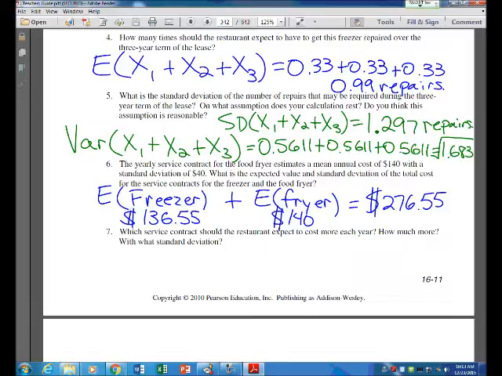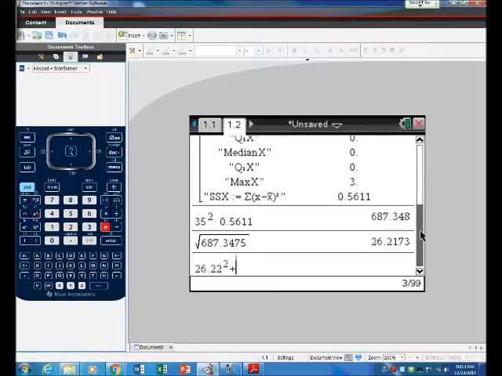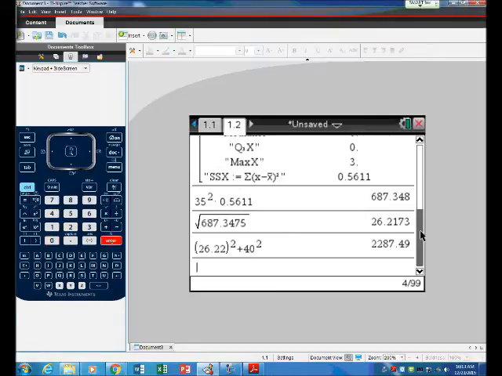But then it says the standard deviation. Now again, we're going to work with variances. So the standard deviation that we found in number 3 was $26.22. I'm just going to write it in red above it. So I have $26.22 for the freezer, and the fryer I'm going to put over here, which is 40. But that's standard deviation. We always want to deal with variances, so that's why I'm squaring them. So I'm going to add 26.22 squared plus 40 squared.